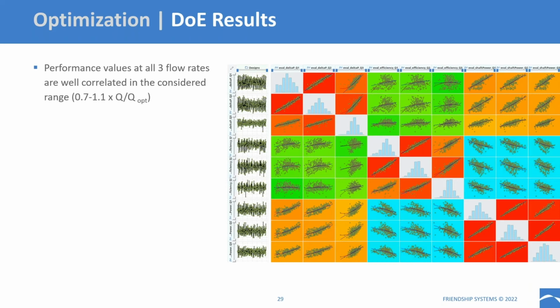We can also see that our performance values that we're looking at are well correlated across the 3 flow rates, which basically means, for example, if we look at power, if we have an impeller that has low power at a low flow rate, it also has low power at a high flow rate. But if you look at different objectives to each other, so for example, power plotted against the efficiency, you see there is a certain spread which gives us certain room for optimization.